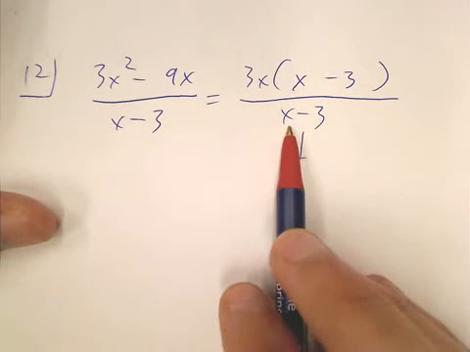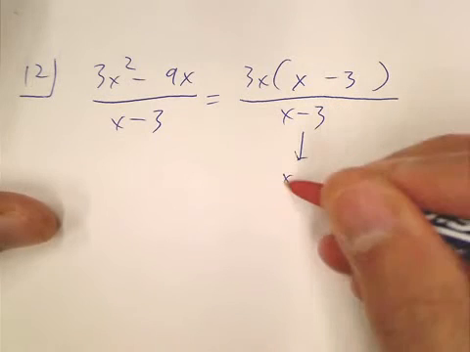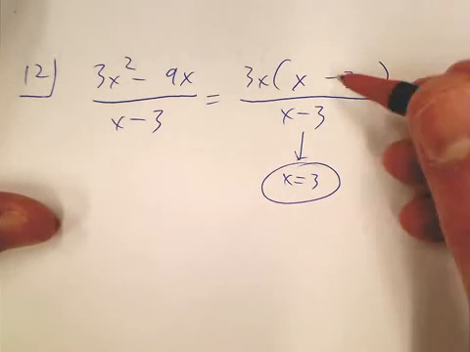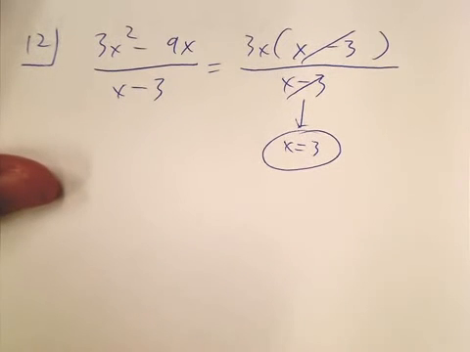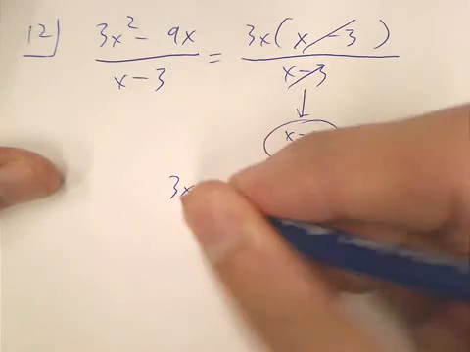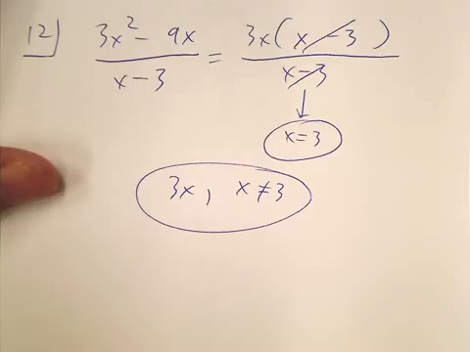For the excluded values, when does x minus 3 equal 0? Well, 3 minus 3 will give me 0. Cancel out the common factor. Those will cancel out. And then my final answer will just be 3x. But x cannot equal 3. Okay, so that's my simplified expression.